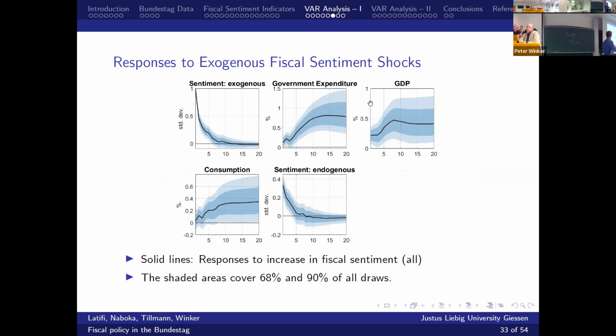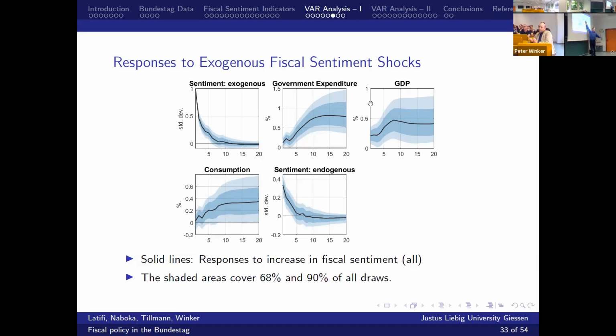Here we only have the all, so not split up government, and it's just everything. And we see again increase in government expenditures, and GDP and consumption, and an increase in the endogenous sentiment, which also goes to zero. And typically we don't look too much at the y-axis in these VAR models, but I would like to point out that nevertheless it's 0.5% of GDP. So one standard shock in fiscal sentiment, not in expenditures.